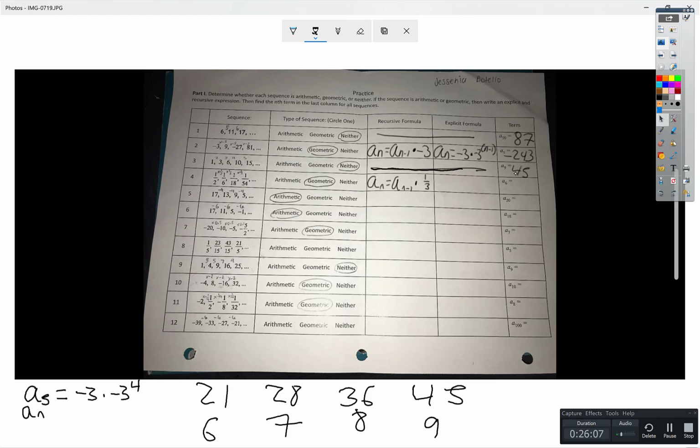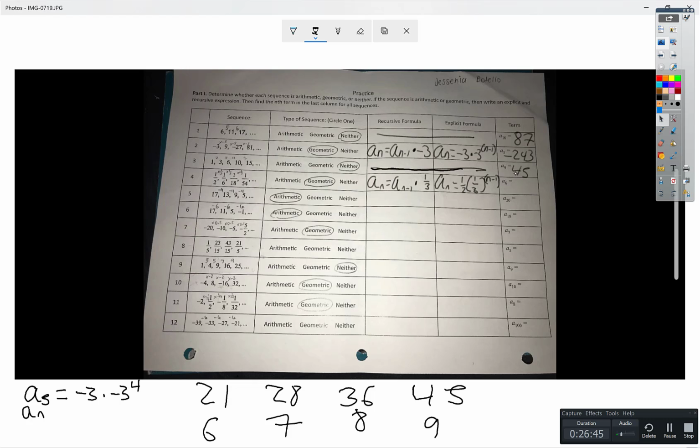And then we have the explicit notation, which is going to be a_n is equal to a_1, and a_1 is equal to 1/2 times r, and here r is 1/3, so 1/2 times 1/3 to the n minus 1 power.